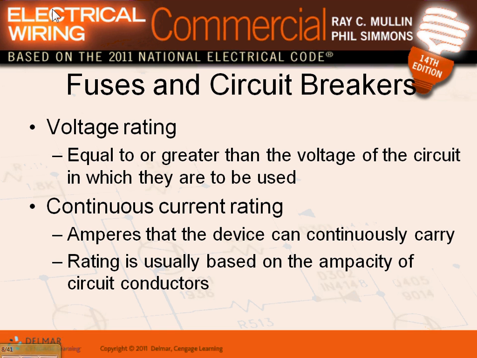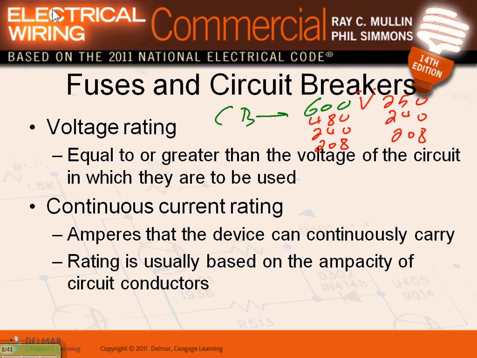Voltage rating for circuit breakers must be equal to or greater than the voltage of the circuit in which they are used. You can't put a lower voltage circuit breaker in a higher voltage location. So if I have a circuit breaker rated for 600 volt, I can use it on a 480 system, a 240 system, or a 208 system. It can cover up to 600 volt. If I have a circuit breaker rated for 250, then it's limited to 240 and 208, right? See how I can't go higher than that. That's for the most part what you could do.